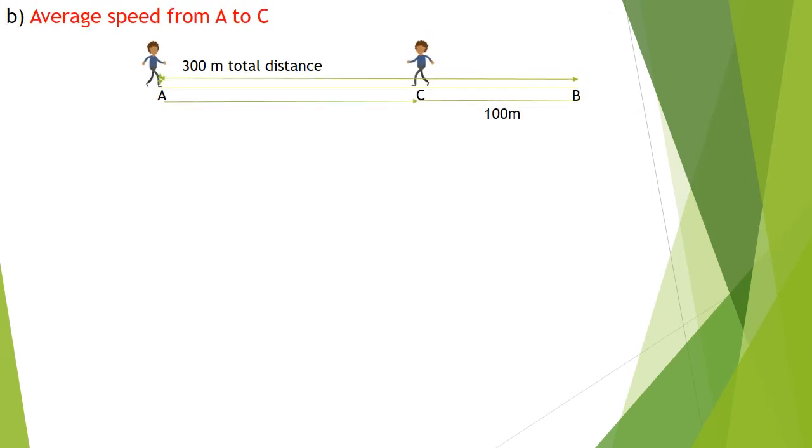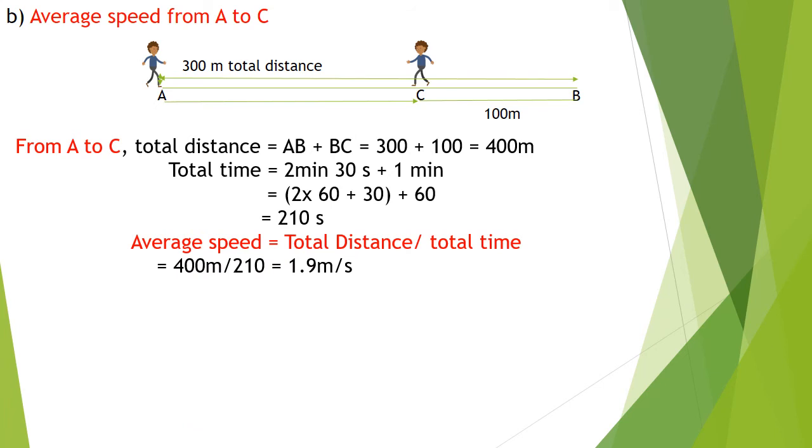This is the B part of the previous question. Here we have to calculate the average speed from A to C. That means the person starts from A, goes to B and comes back to C. So children, what is the total distance? Yes, it is AB plus BC, that is 300 plus 100, that is 400 meters. The total time: the time he took to go from A to B is 2 minutes 30 seconds and the time he took from B to C is again 1 minute. So adding all that time we get 210 seconds.